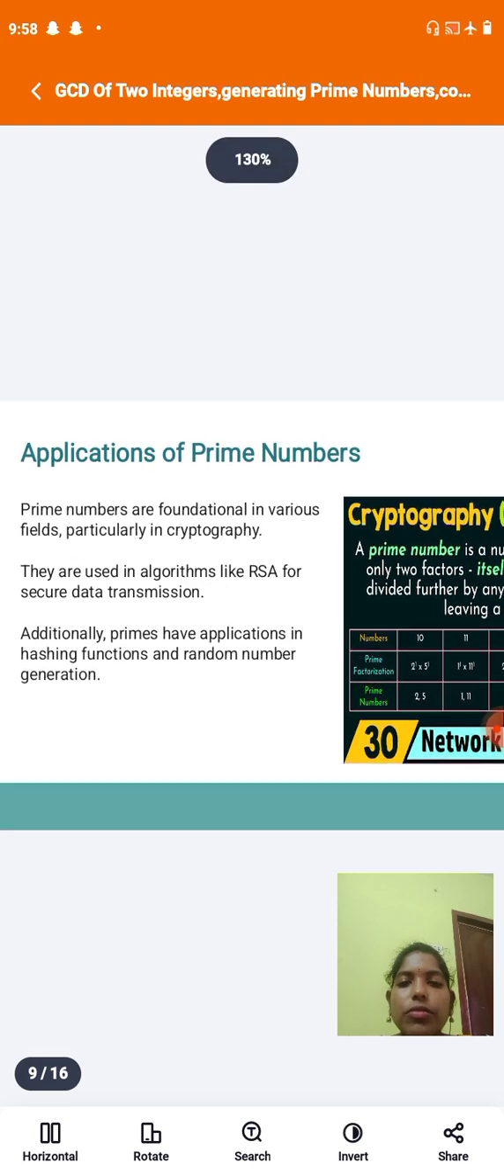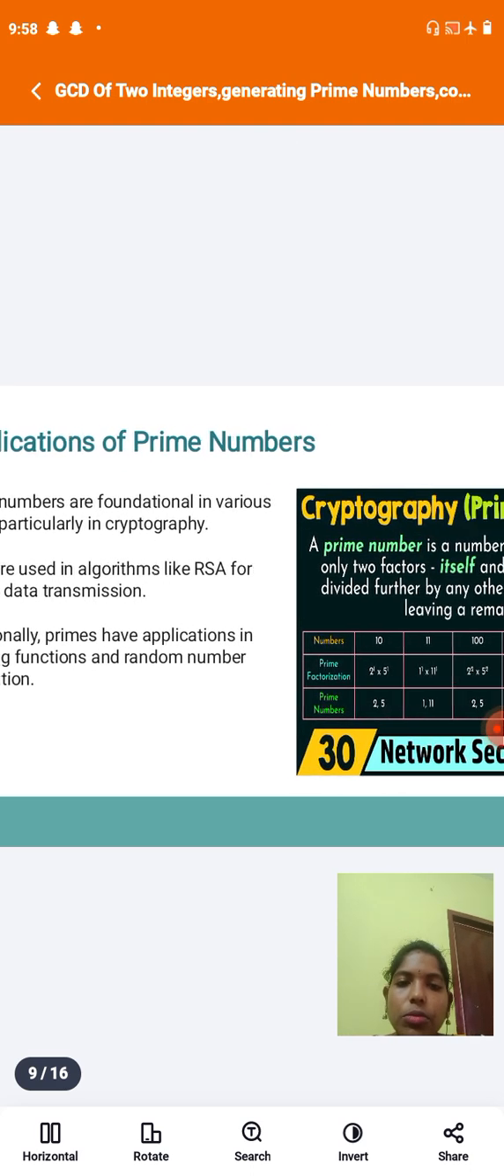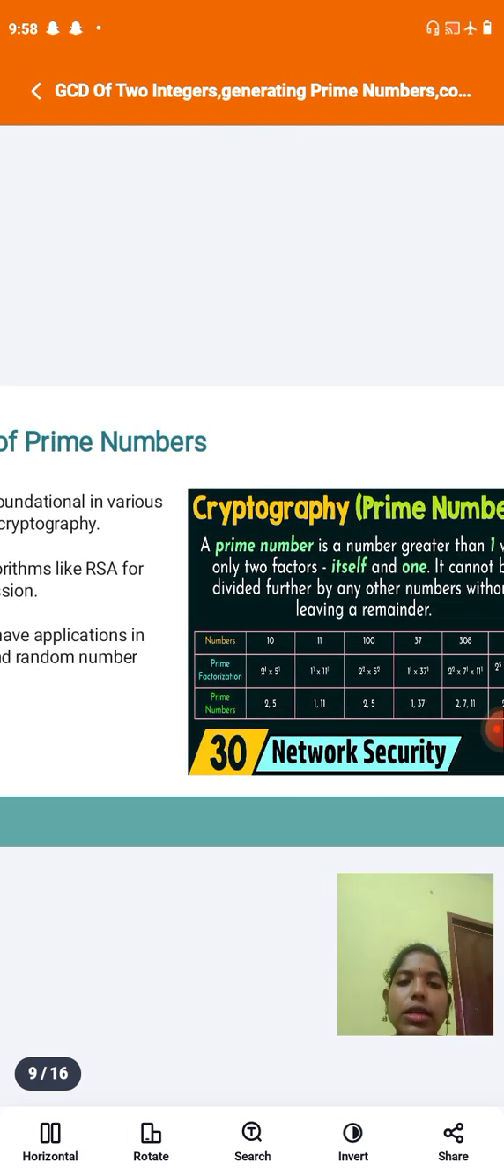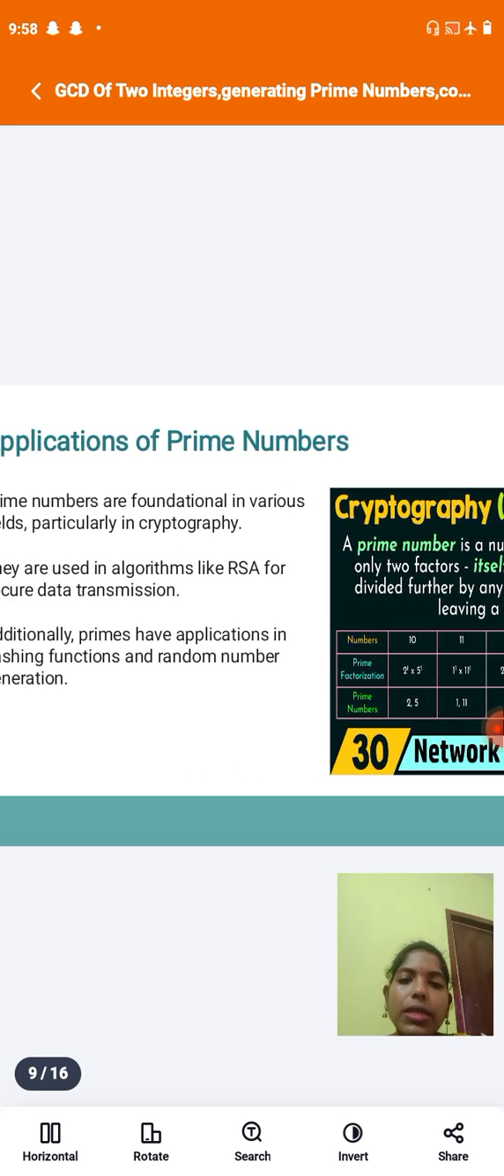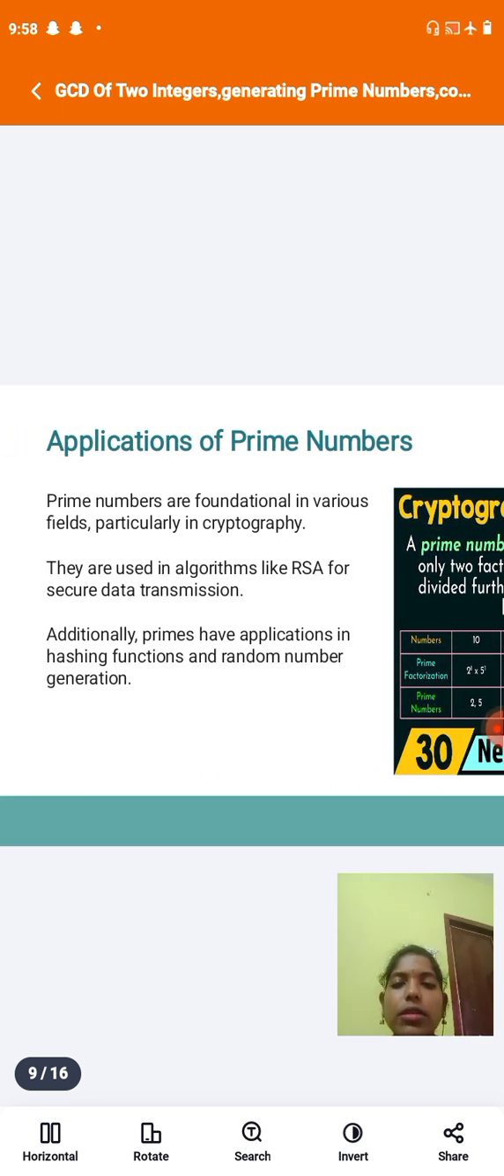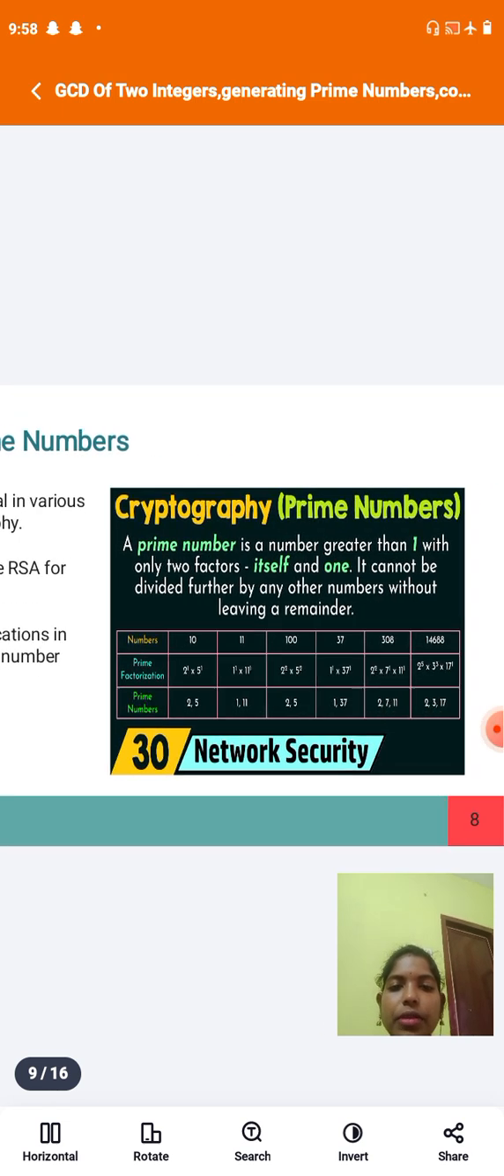So that's the process. Of the two numbers, only one factor will be divisible by itself. They are used in algorithms like RSA for secure data transmission, where the data is divided into multiple packets. Additionally, primes have applications in hashing functions and random number generation. So here we use hash functions.